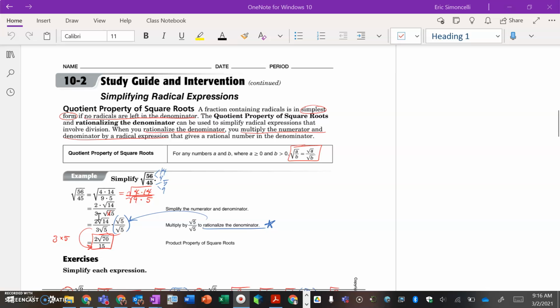We end up then with the following: 2 root 14 over 3 times root 5. That correction, of course, had to be made apparently. So that we're left with this particular fraction.